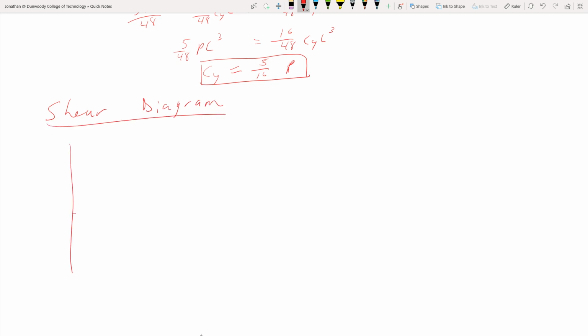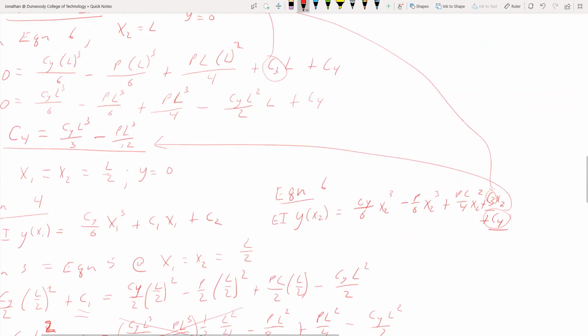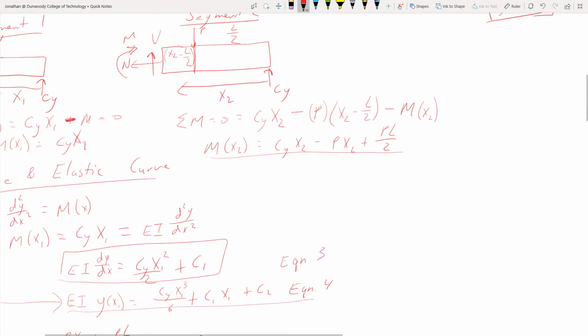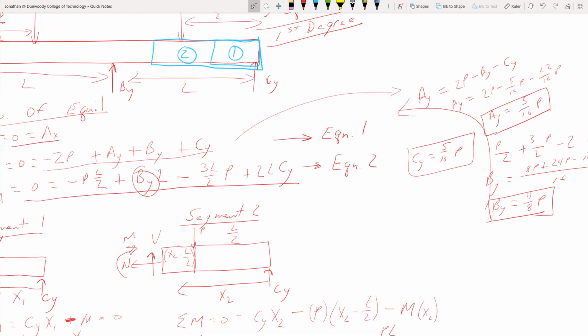Alright, so here's our shear. So at A, we go up 5/16 P. At L over 2, we go down. And what is that going to be? That's going to be negative 11/16. This is at L over 2. It's going to continue on until we get to L. And we came up. How much did we come up at B? Sorry, I forgot that. Scrolling. 11/8.